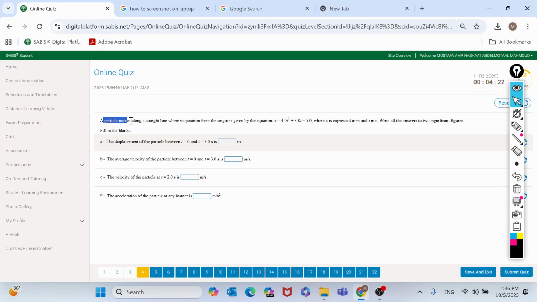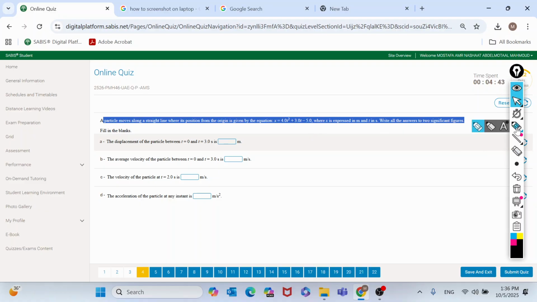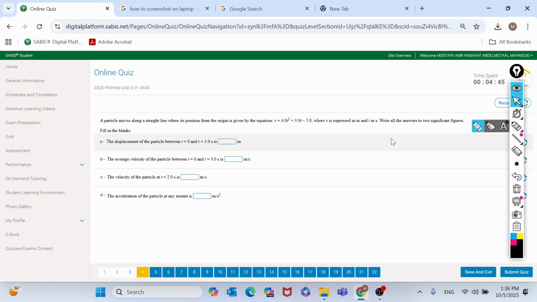Okay, a particle moves along a straight line where its position from the origin is given by the equation x equals 4t squared plus 3t minus 5, where x is expressed in meters and t in seconds. Write all the answers to two significant figures. Okay, the displacement of the particle between t equals 0 and t equals 3 seconds.